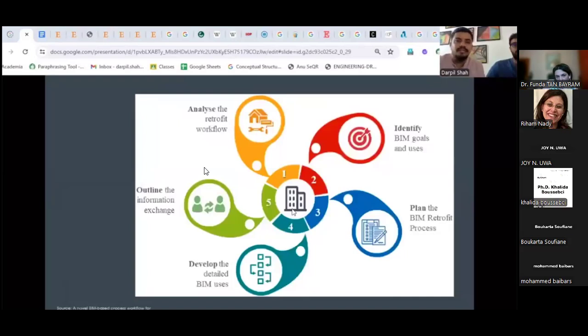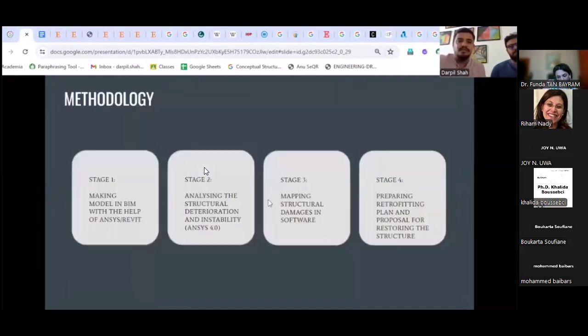So this is a paper where we try to develop a methodology for further process, where in stage 1, you can see a retrofit workflow has been prepared. In stage 2, BIM goals are decided, retrofitting processes, developing the detailed use of materials, and lastly, the exchange of information. So here is a methodology for the research.